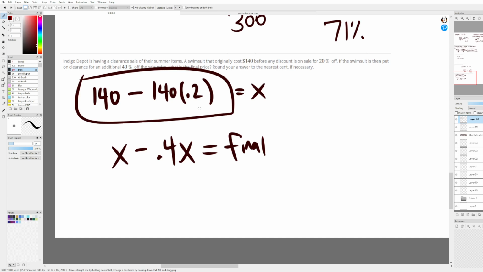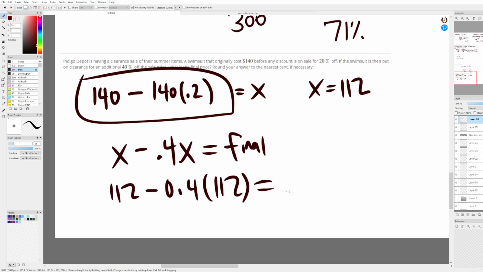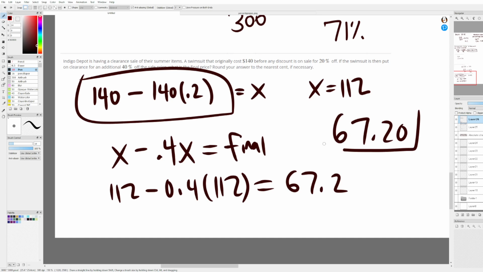So we will do 140 minus 140 times 0.2. One second. 140 minus 140 times 0.20, which is 112. X equals 112. And then 112 minus 0.4 times 112 is equal to 67.2. So the final swimsuit will be $67.20.